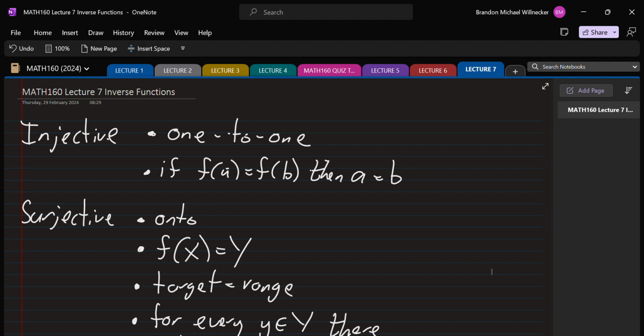So at the very beginning, sets, then functions. Remember functions, domain, range, and target. Piecewise functions, so functions with a different rule on a different part of the domain. And then injective, surjective, and bijective functions, and function inverses. So that will be for the test.